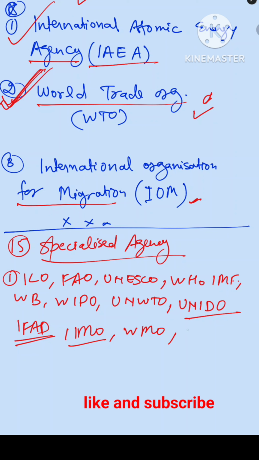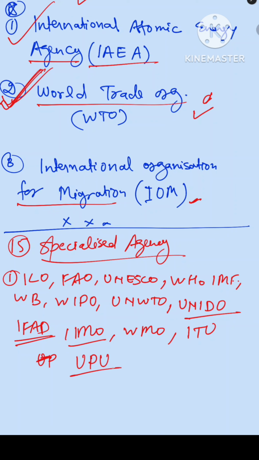And two more organizations, ITU, the International Telecommunication Union, and UPU, the Universal Postal Union. So 1, 2, 3, 4, 5, 6, 7, 8, 9, 10, 11, 12, 13, 14, and one more. What is the one more? Yes, ICAO, the International Civil Aviation Organization. Its headquarters is in Montreal, Canada.